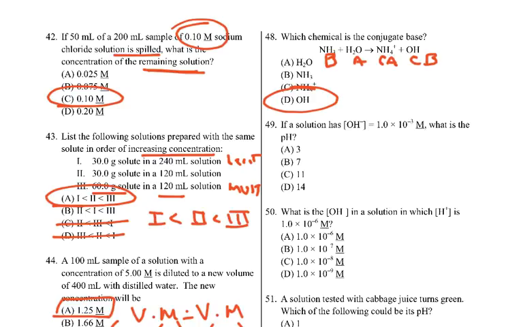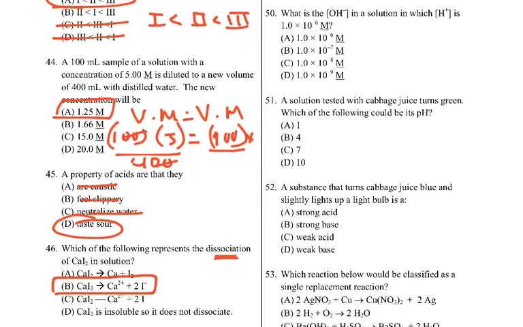Okay, a solution has OH minus of 10 to the minus 3, so its pOH is 3, and the pH would be 14 minus 3, so that would be 11. Okay, what is the OH minus concentration in which the H plus is 1 times 10 to the minus 6? So we want to do 1 times 10 to the negative 14 divided by 1 times 10 to the negative 6, and that would be 1 times 10 to the negative 8.